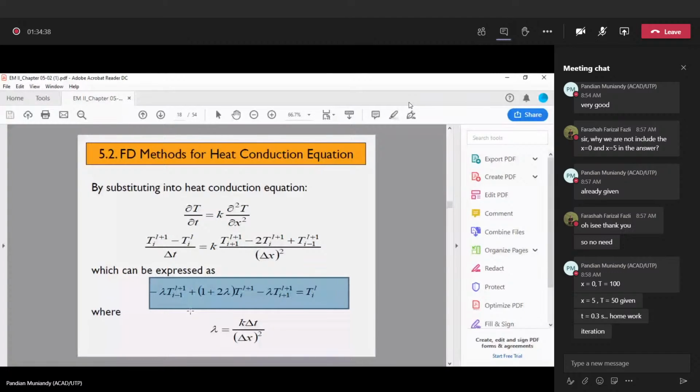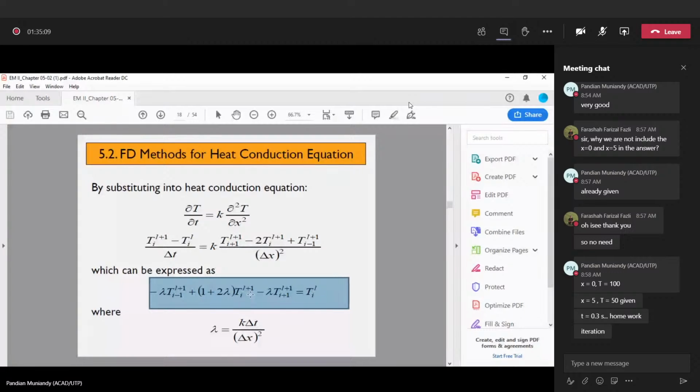Because here, T superscript L plus 1, T superscript L plus 1, T superscript L plus 1, all on the left hand side. You may ask, can I write all these on the right hand side and T superscript L subscript I on the left hand side? No need, because this is how you create what we call the tridiagonal matrix, and then we use the Gauss-Seidel method. That is the purpose, class.